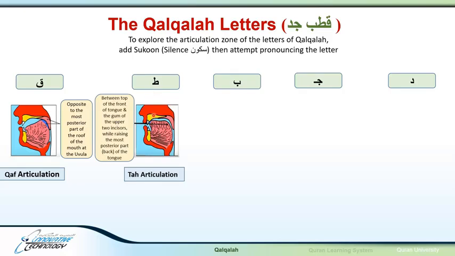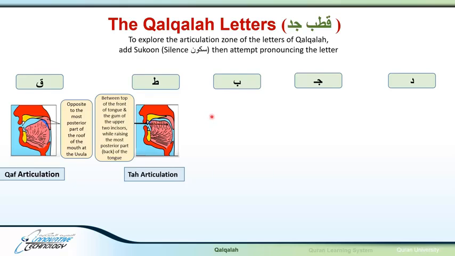Now we'll try with the Ta. It. It articulates between the top of the front of the tongue. This is the tongue, this is the front part of it, and this in blue is the top of the tip. It is pushed towards the gum of the upper two incisor teeth, while raising the most posterior part of the tongue up. And you can see how the tongue is concave upwards here.